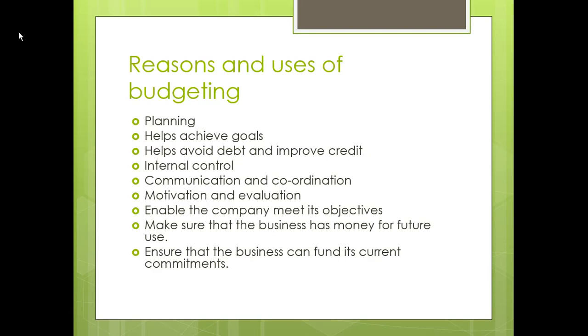The reasons and uses of budgets. Budgets are used for planning. They also help to achieve goals. Budgets help avoid debt and improve credit. They are also used for internal control. The budgets are used for communication and coordination.